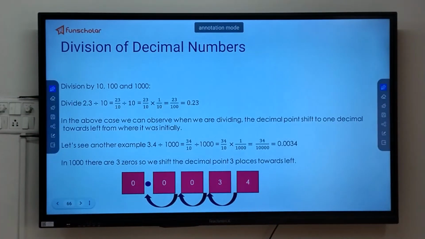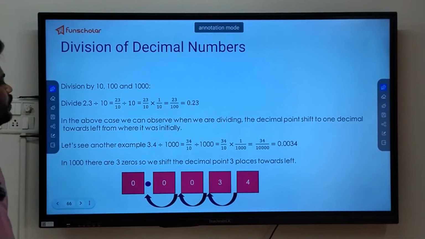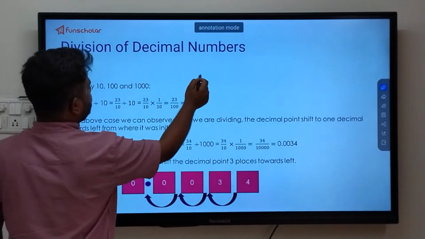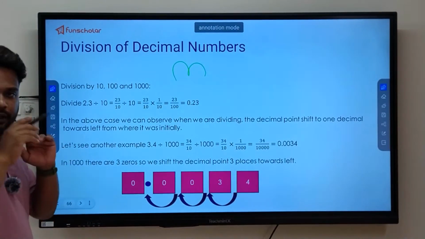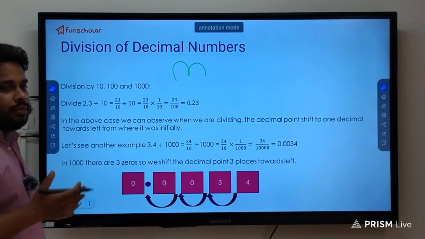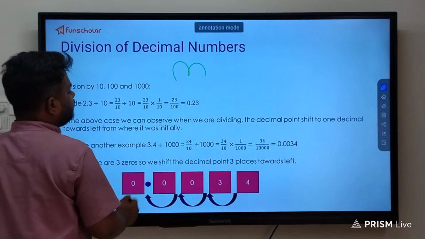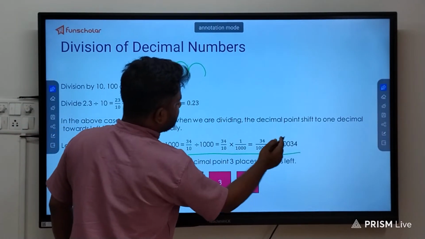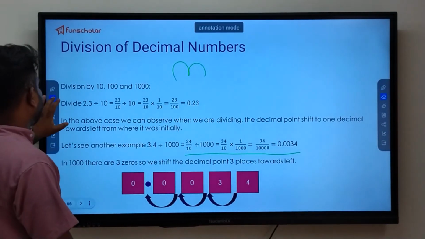Next, in the above case we can observe that when we are dividing, the decimal point shifts 1 place towards the left from where it was initially. We are just showing you this, but you don't have to show it in your copy or in your final paper. Okay, let's see another example, like 3.4 divided by 1000. Okay, they have also done this one like this, but you don't have to do it like this.